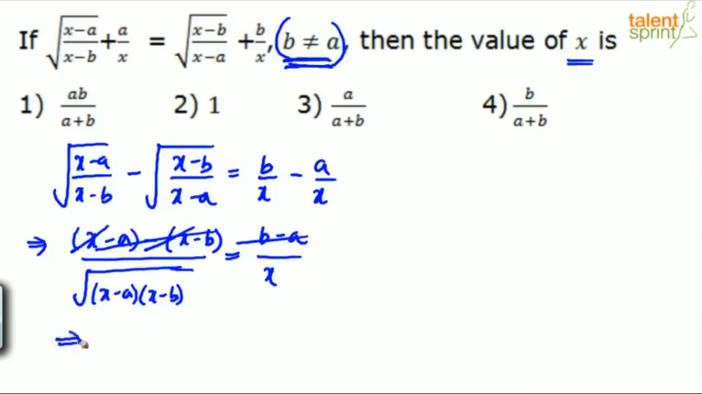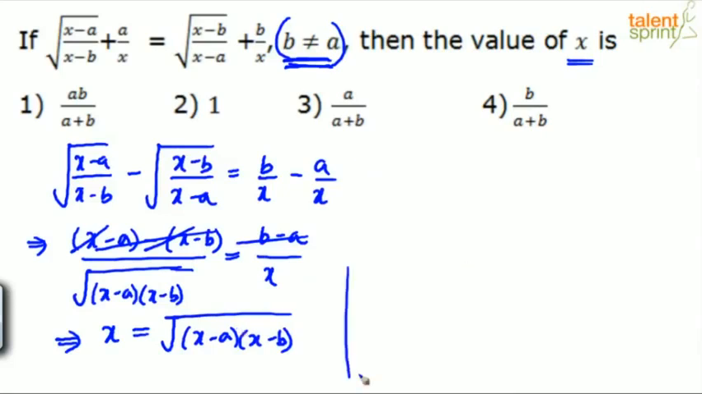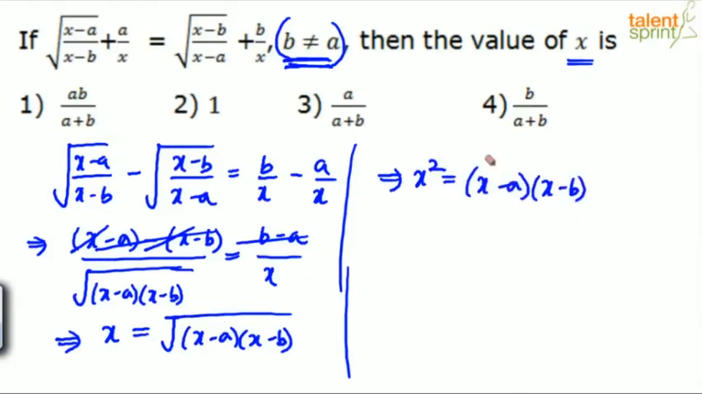So what do we get finally? Cross multiply. So x into 1, x equals root over x minus a into x minus b. Now square on both the sides. By squaring on both the sides, what do we get? We get x squared equals x minus a into x minus b. Now simplify this and you will get the value of x.